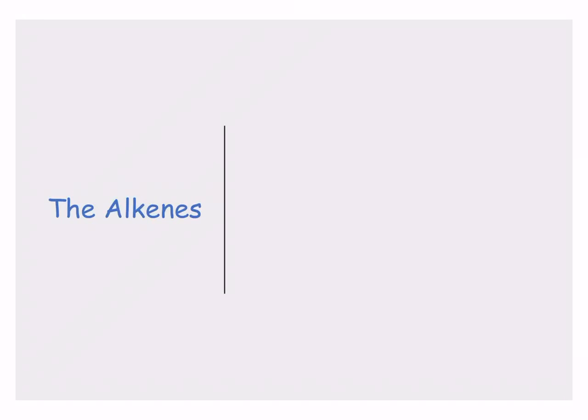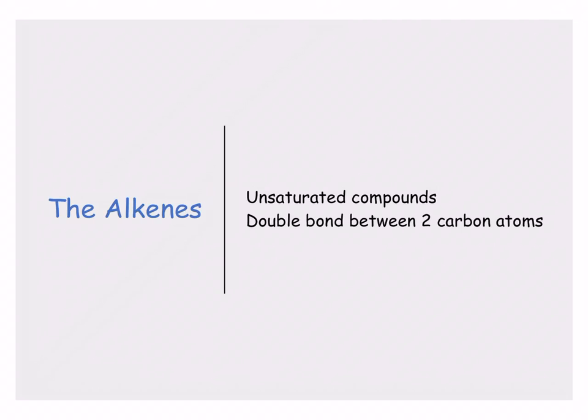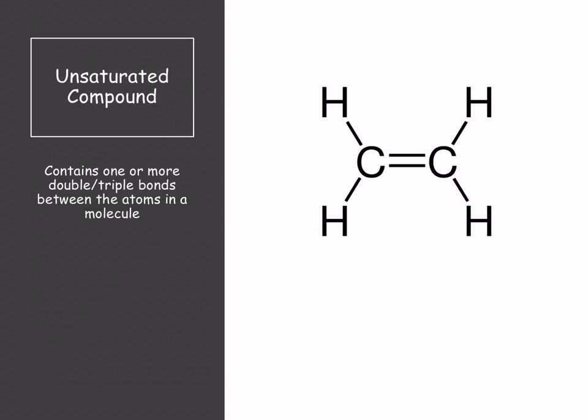Unsaturated hydrocarbon means that they contain at least one double bond between two carbons. Okay? That is the most important thing that we need to know. The alkenes are unsaturated, meaning they have at least one double bond between two carbons. Now, as you can see here on the right hand side is our example of an alkene.